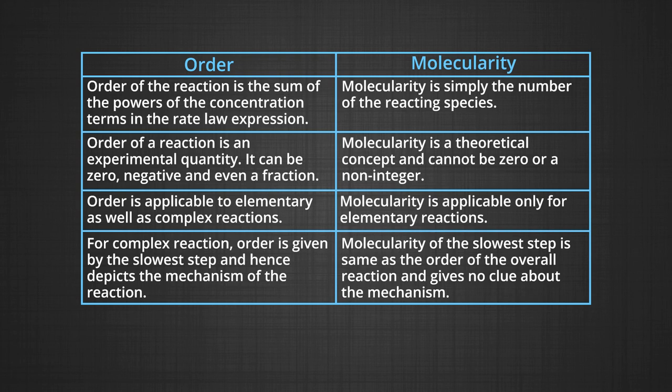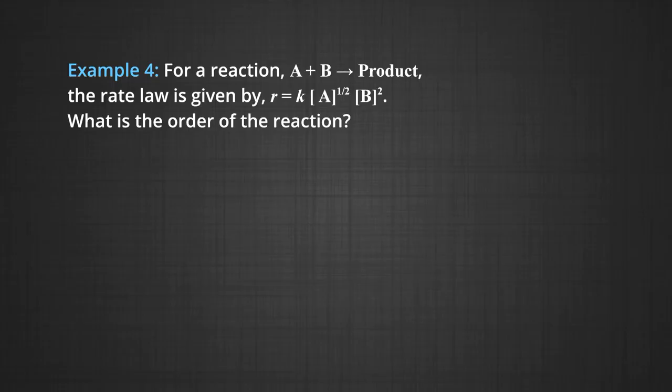On the other hand, molecularity of the slowest step is same as the order of the overall reaction. Order of the reaction depends upon the experimental conditions like temperature and pressure, while molecularity of the reaction does not. It is a very frequently asked question that differentiate between order and molecularity. Let me discuss few examples.